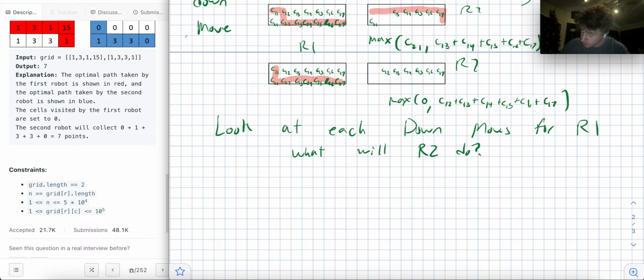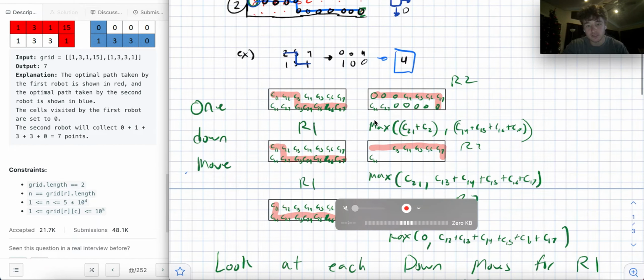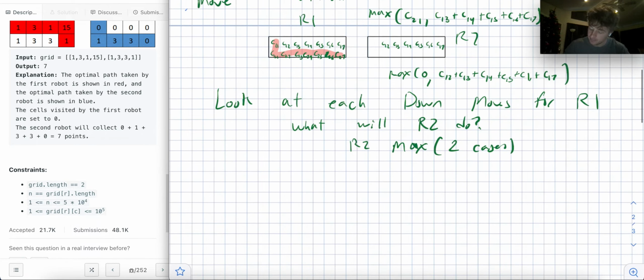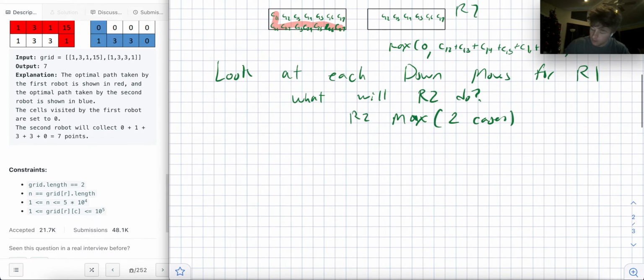Robot 2 will do the max of its two cases, right? Its two cases being either it goes straight down and then to the right, or it goes all the way right and then down. And I'll figure out which one results in the minimum situation. And that's pretty much it.